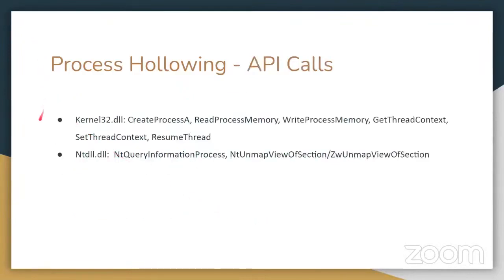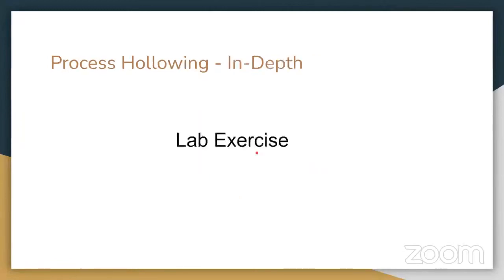So these are the APIs that are used in this technique. The important one is this NtUnmapViewOfSection API. With the help of this API, we are going to unmap the target image from the process. So let's jump into the lab.